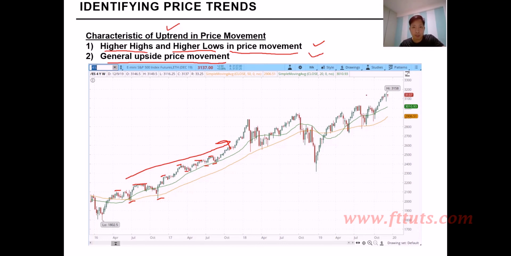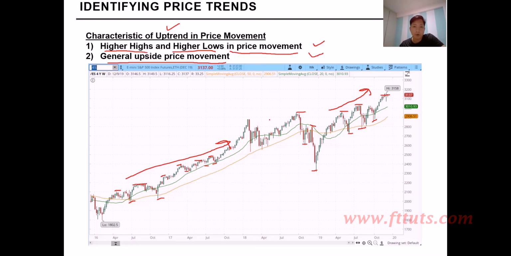Okay. Once you see that price is making lower lows, we say it's in a downtrend, right? Lower highs, lower highs. It's in a temporary downtrend, versus higher highs, higher lows. And if the price movement is in general 45 degrees upside, we say that is in an uptrend. So that's basically how you identify an uptrend or downtrend in price movement.